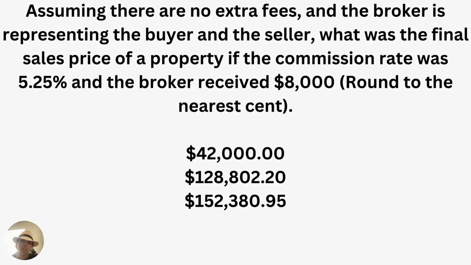So, assuming there is no extra fees and the broker is representing the buyer and the seller, what was the final sale price of the property if the commission rate was 5.25 and the broker received 8,000? Round to the nearest cent. So, how are we doing that? Like we said before, there's one or two ways to do this, right? How are we going to do that? I'm going to give you guys a little extra time to put it in the chat.